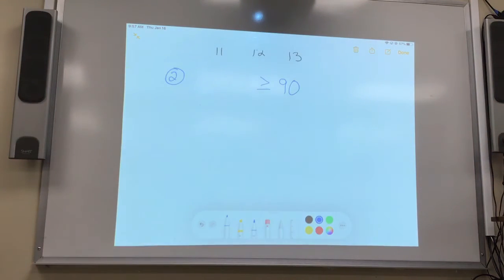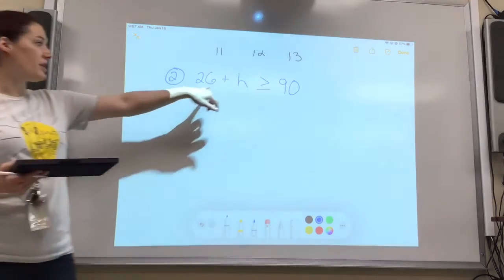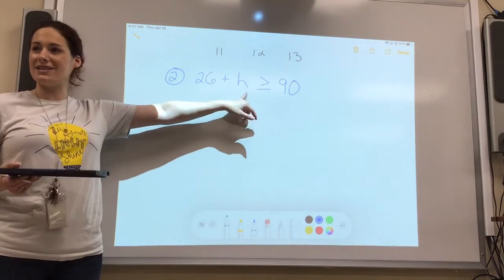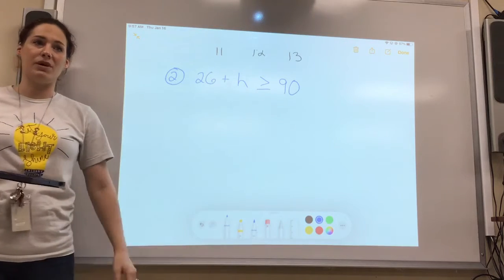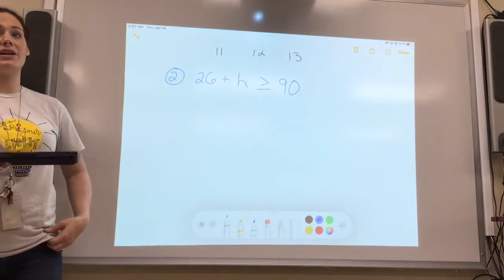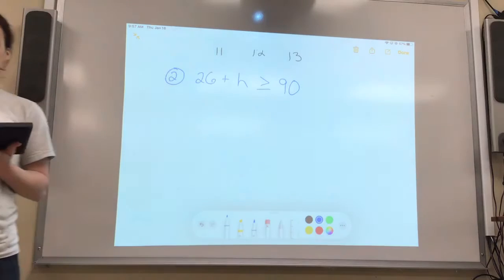How is she going to get to those 90 or more hours? Jude, doing service work? Okay. Has she done some already? Yes. What was it? 26 already, and then she's going to do some more. Our job is to figure out how much more. And they did specify to use the variable h. That's important because if you have to type it into the Pearson program, you've got to use an h. So pay attention to that.